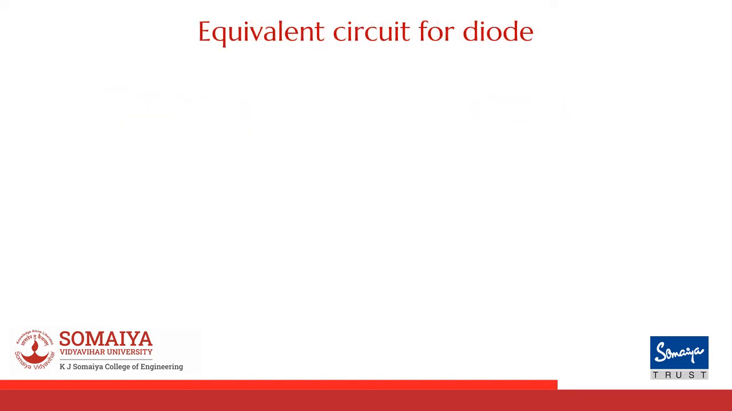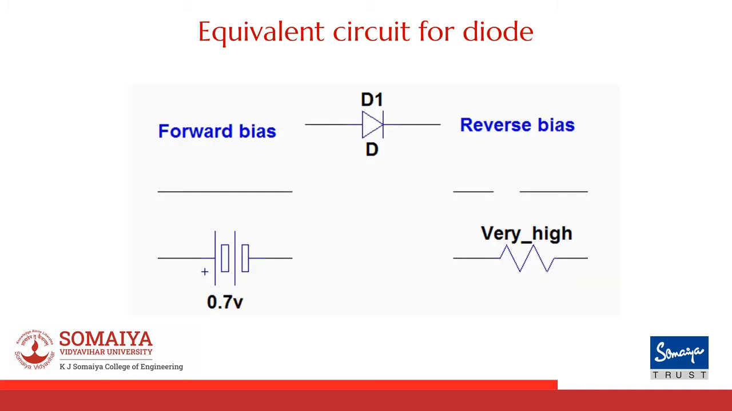Let's look into the equivalent circuit for the diode when it is forward biased or reverse biased. When the diode is forward biased, in ideal condition, we'll consider it to be a short circuit, but we are aware that there is going to be a drop across the diode. For a silicon diode, it will be approximately 0.7 volts, whereas when the diode is reverse biased, it will act as an open circuit, or in actual condition, it offers a very high resistance.